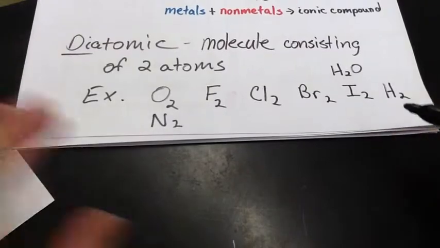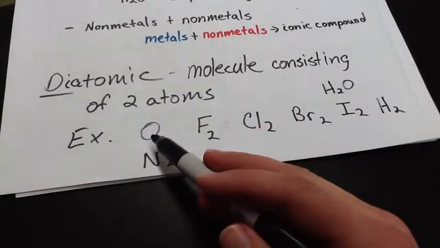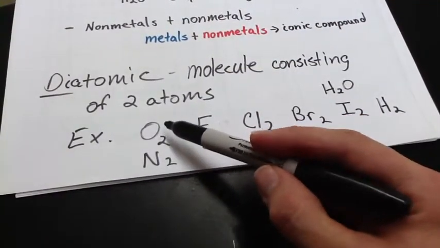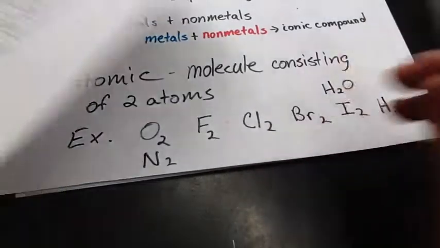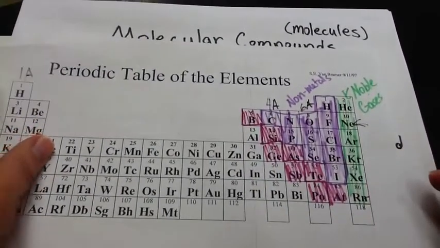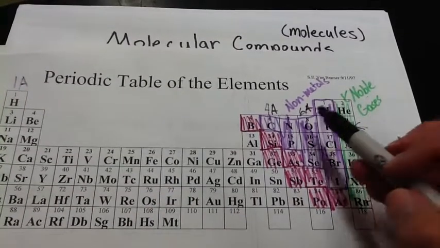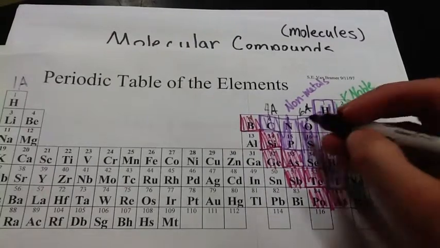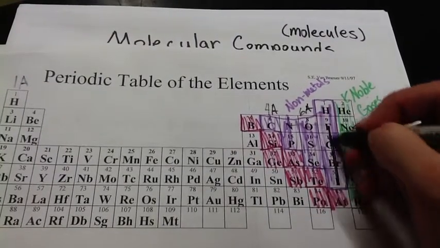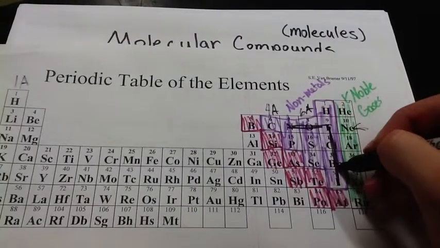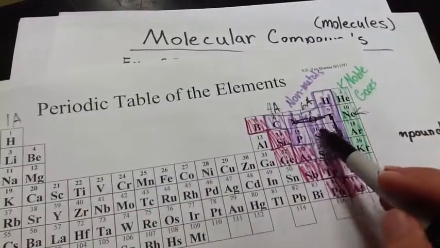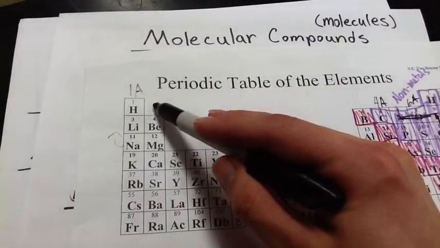They like to pair up with themselves whenever they're found in nature. So oxygen is not just an oxygen atom floating around. It's 2 oxygen atoms bonded to each other covalently floating around. An easy way to remember it is there's 7 of them. On the periodic table, nitrogen, oxygen, fluorine, chlorine, bromine, iodine kind of makes a 7. And then hydrogen plus 1. So hydrogen's the additional one. So you have the 7 and then hydrogen.